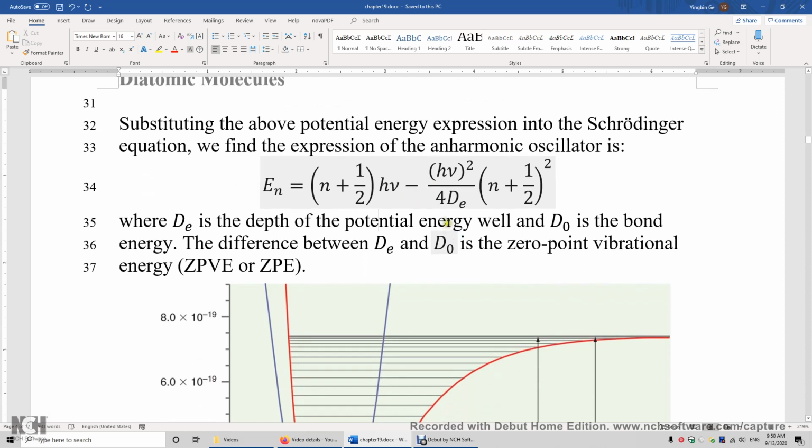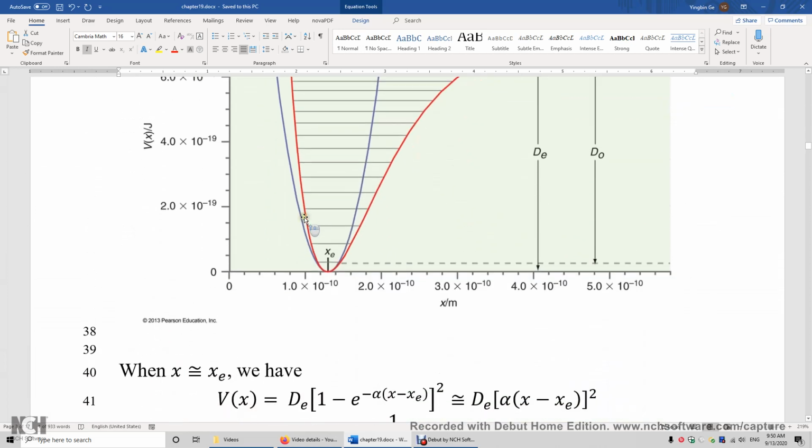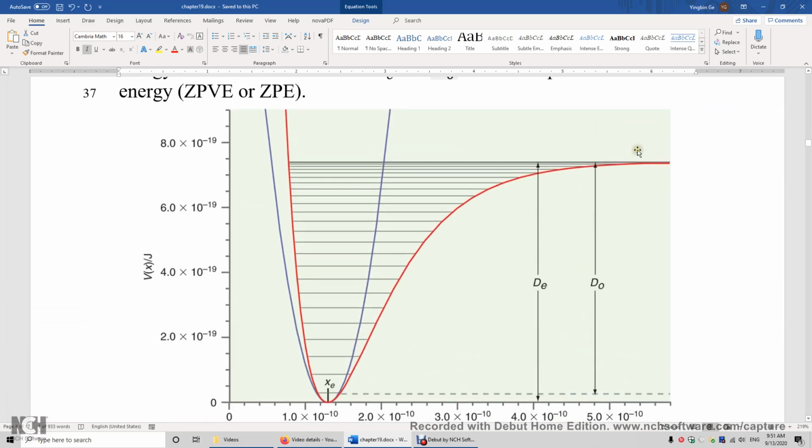All right. Now let's look at this d sub e. This d sub e has a physical meaning. This d sub e appears here as well, part of the harmonic model. This d sub e is simply the depth of the potential energy well of a real diatomic molecule. So if you have a real molecule, the potential energy curve looks like this red curve, and you can define the depth of this potential energy well. This is d sub e.